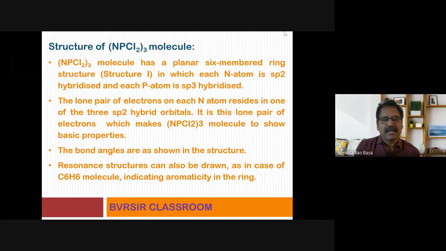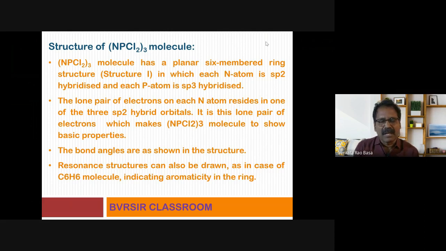Structure of the trimer molecule (NPCl2)3. The (NPCl2)3 molecule has a planar 6-membered ring structure. Please note that point. It is a planar molecule. It is a 6-membered ring structure in which each nitrogen atom is sp2 hybridized, whereas the phosphorus atom is sp3 hybridized. Don't forget, though both of them belong to the same group, that is nitrogen and phosphorus, the nitrogen atom is involved in sp2 type of hybridization, whereas phosphorus is involved in sp3 type of hybridization.